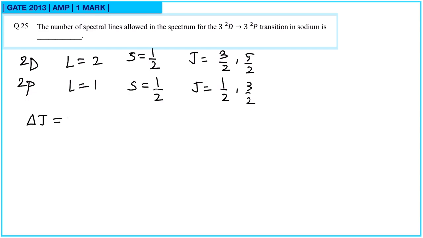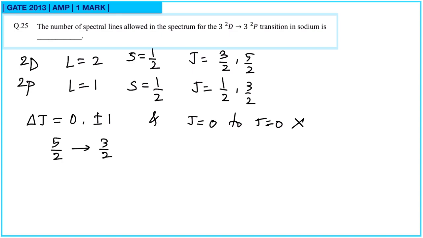Now the selection rule is delta J can be 0 or plus minus 1, and J is equal to 0 to J is equal to 0 transition is not allowed. So firstly we have 5 by 2 and that transitions to 3 by 2. So here delta J is equal to plus 1, so this is allowed. Then 5 by 2 to 1 by 2. Here delta J is equal to 2, so it is not allowed.